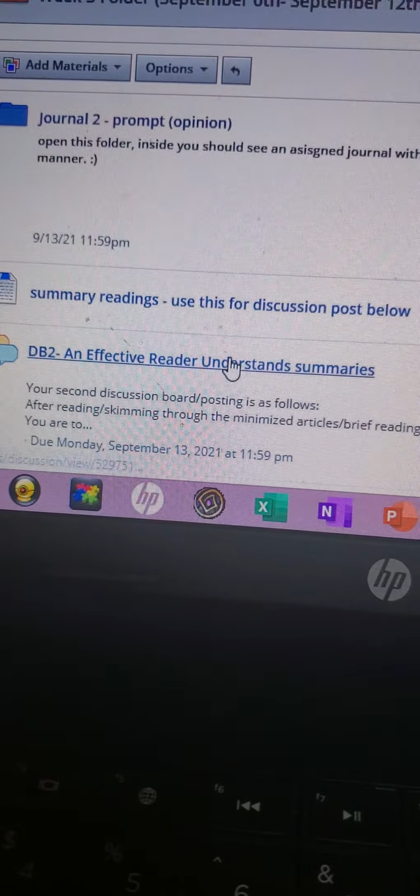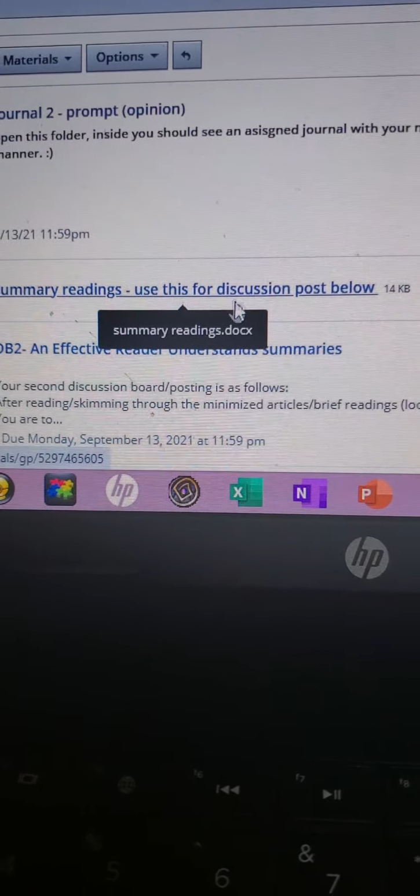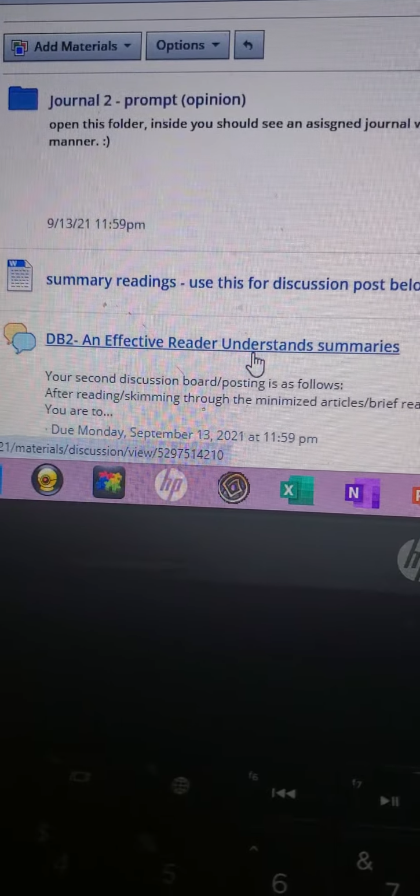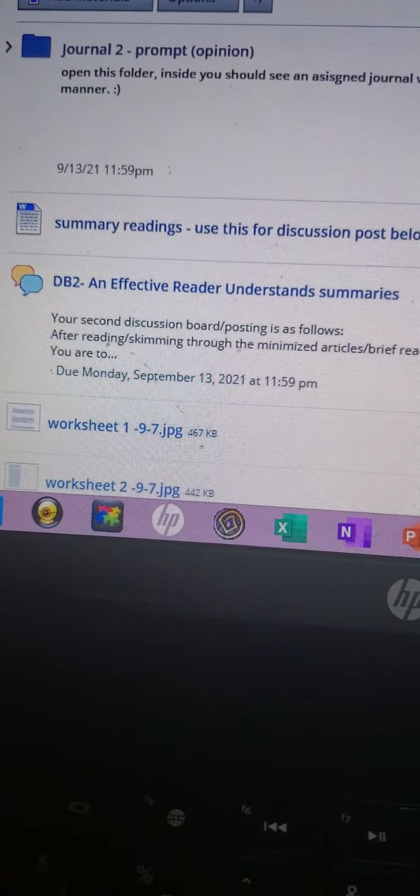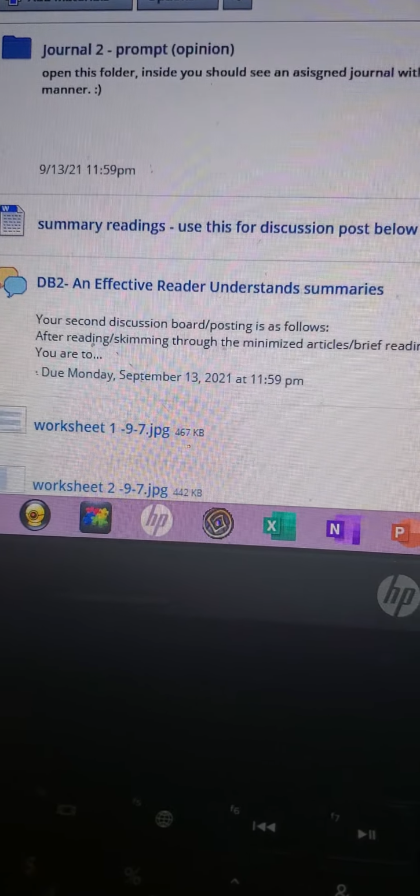Notice that these two go hand in hand. Summary readings: use this for the discussion post below. Look at that, there's the discussion board. This also goes hand in hand with what we just did in class on Tuesday. Again, I don't expect everybody to have been in class.